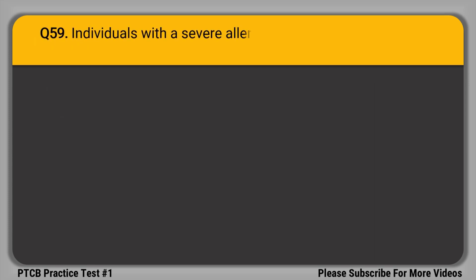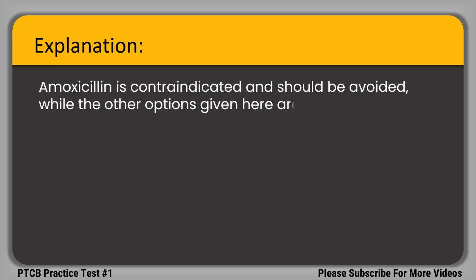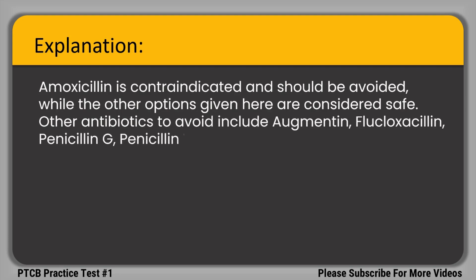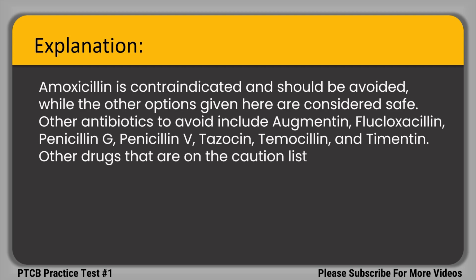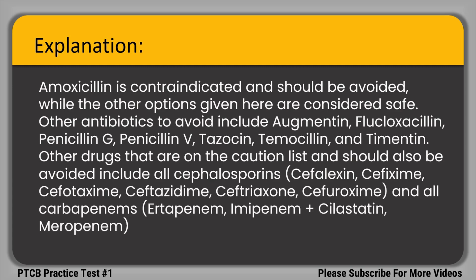Question 59. Individuals with a severe allergy to penicillin should not receive A. Amoxicillin. B. Ciprofloxacin. C. Doxycycline. D. Azithromycin. A. Amoxicillin. Amoxicillin is contraindicated and should be avoided, while other options given here are considered safe. Other antibiotics to avoid include Augmentin, flucloxacillin, penicillin G, penicillin V, Tazocin, temocillin, and Timentin. Other drugs that are on the caution list and should also be avoided include all cephalosporins, cephalexin, cefixime, cefotaxime, ceftazidime, ceftriaxone, cefuroxime, and all carbapenems, ertapenem, imipenem and cilastatin, meropenem, and aztreonam.